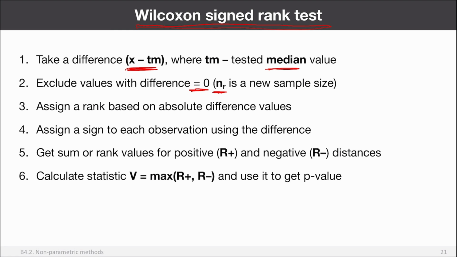Okay. Then we assign a rank to every absolute difference. So we forget about the sign and assign a rank to all these differences from smallest to largest. Then we assign the sign as well. Then we compute the sum of positive ranks and the sum of negative ranks. Then we take the biggest of these two and use it to get a p-value. Let me show you step by step.